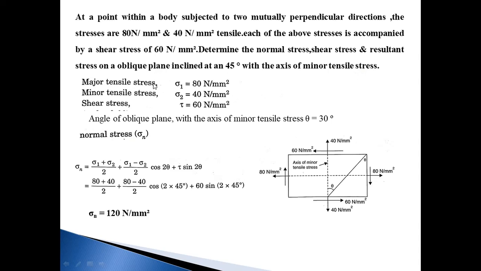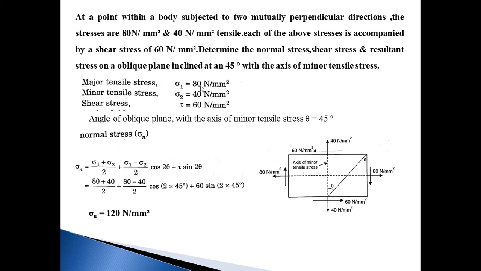So first, the major tensile stress becomes sigma 1 is equal to 80 Newton per mm square, the minor stress sigma 2 is equal to 40 Newton per mm square, and shear stress tau is 60 Newton per mm square. The angle of the plane with the minor tensile stress axis is 45 degrees, so theta is equal to 45 degrees. First of all, find the normal stress, that is sigma n. The equation for sigma n is (sigma 1 plus sigma 2) divided by 2 plus (sigma 1 minus sigma 2) divided by 2 into cos 2 theta plus tau sin 2 theta.